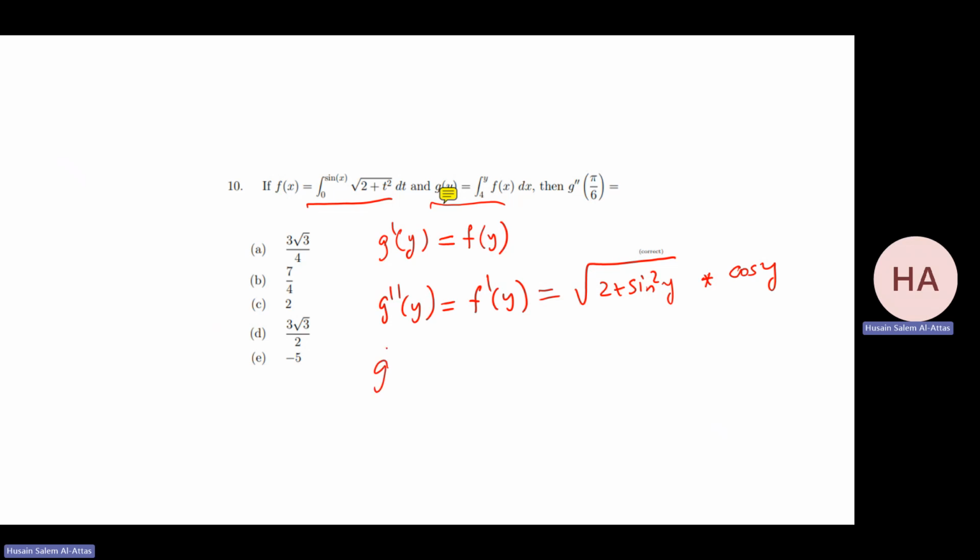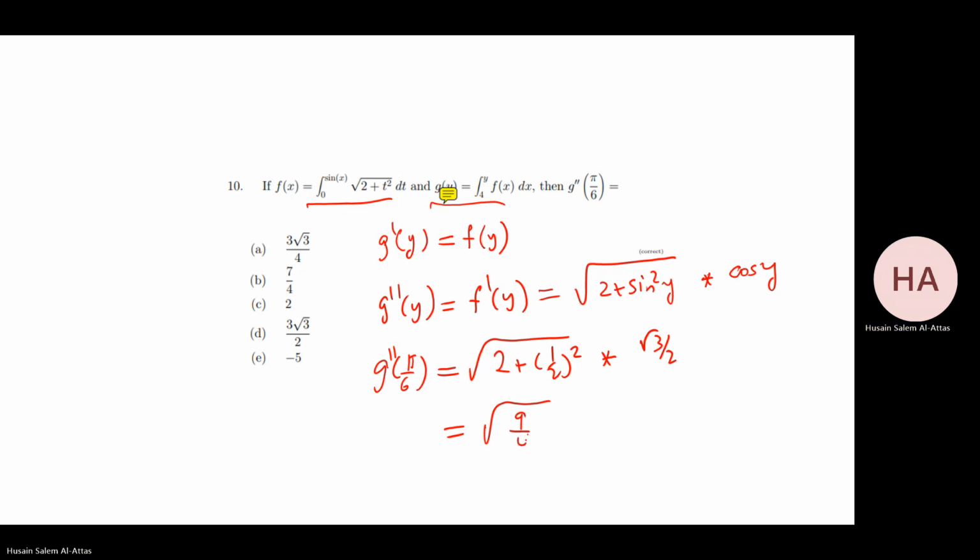Okay, what is g double prime of pi over 6? That will be the square root of 2 plus half squared, times cosine pi over 6, which is square root 3 over 2. So 2 plus 1 over 4, that will be the square root of 9 over 4, which is 3 over 2, times square root 3 over 2. That will be 3 square root of 3 over 4, which is this one.